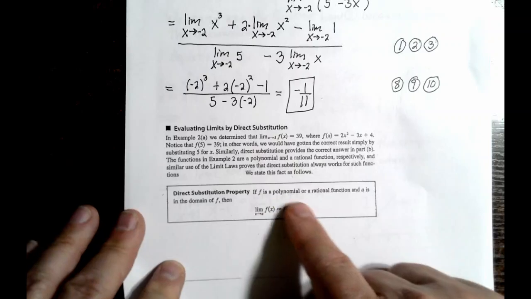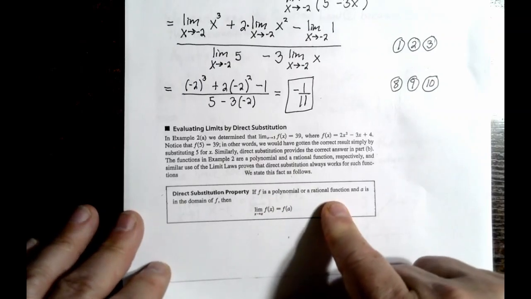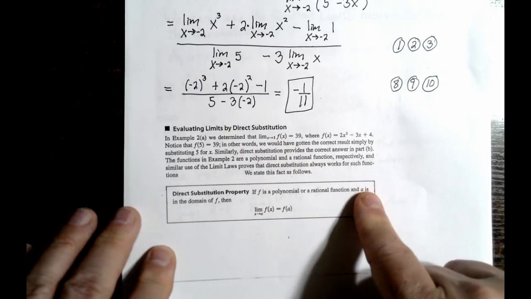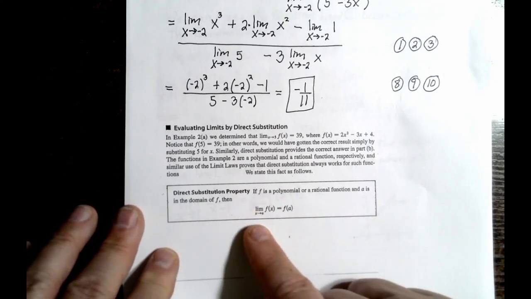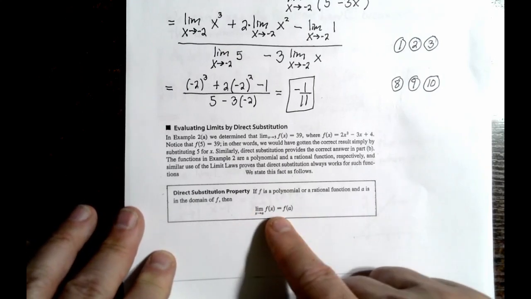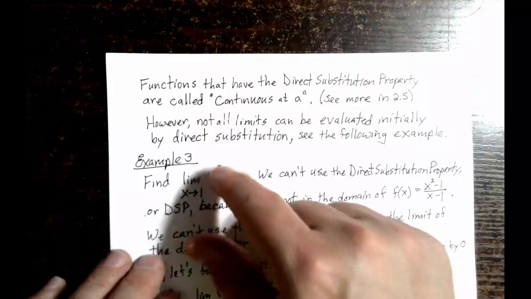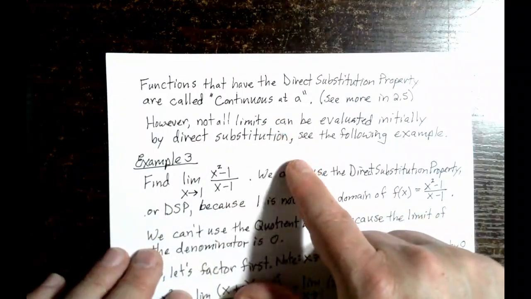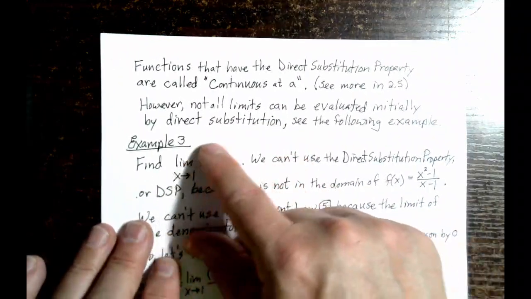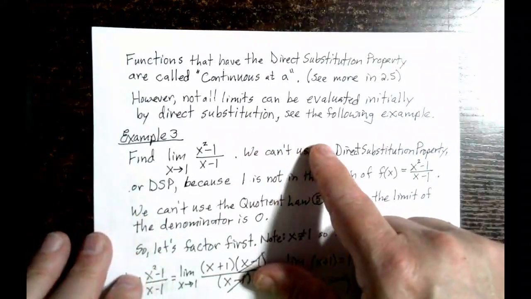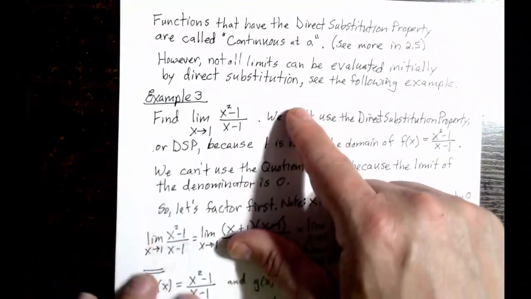So, if f is a polynomial or a rational function, and a is in the domain, then the limit as x approaches a of f of x is just f of a. Direct substitution. Alright, functions that have the direct substitution property are called continuous at a, and we'll talk more about that in 2.5. However, not all limits can be evaluated initially by direct substitution. Look at the following example.